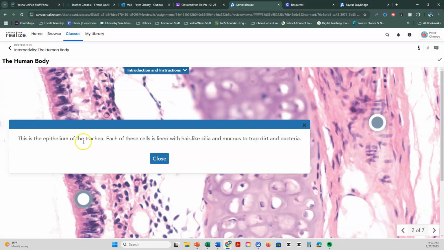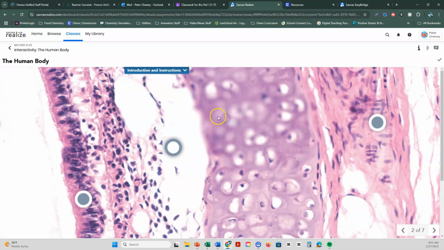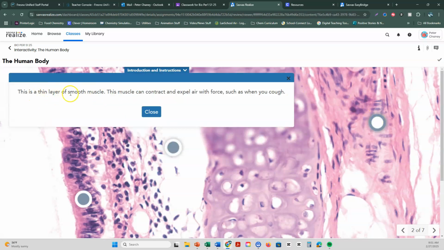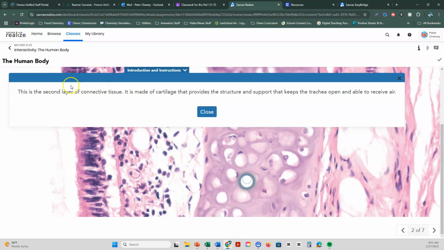So this is the epithelium of the trachea. Each of these cells is lined with hair-like cilia and mucus to trap dirt and bacteria. When you click on this one, this is the first layer of connective tissue in the trachea. It contains a mixture of immune system cells, blood vessels, and other supporting cells. And then lastly, this is the thin layer of smooth muscle. This muscle can contract and expel air with force, such as when you cough. Okay, and then we have, actually it wasn't lastly, we have one last one down here. This is the second layer of connective tissue. It's made of cartilage that provides the structure and support that keeps the trachea open and able to receive air.